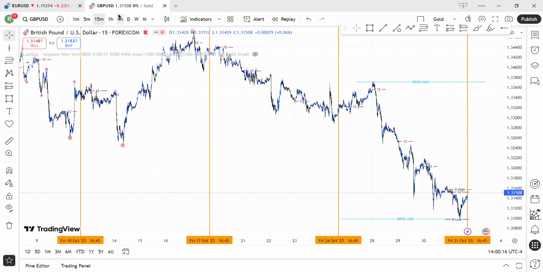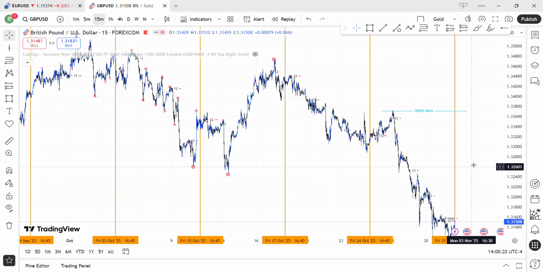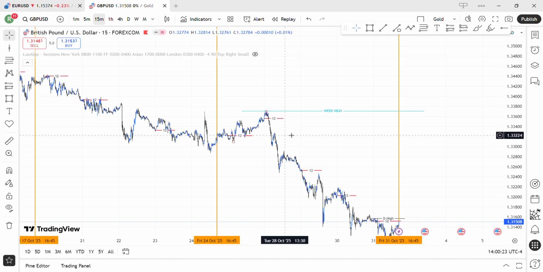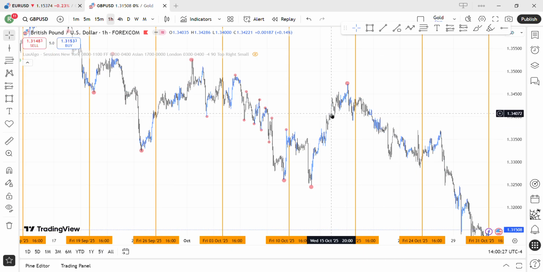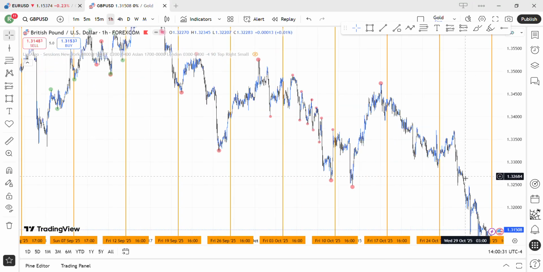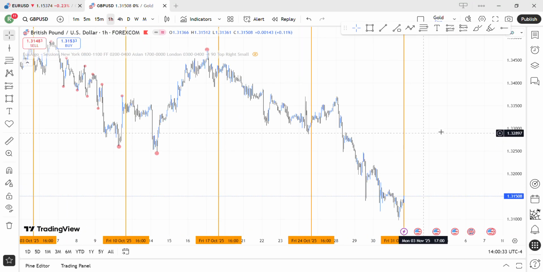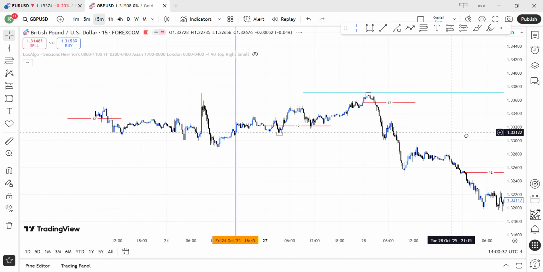This is GBP USD. We are clearly in a downtrend. This is the start of the week. Currently, we are in the 1 minute time frame. You can see the lower highs, lower lows, lower highs, and trying to form lower lows. Let's not waste time on 1 hour. Let's get into 15 minutes.